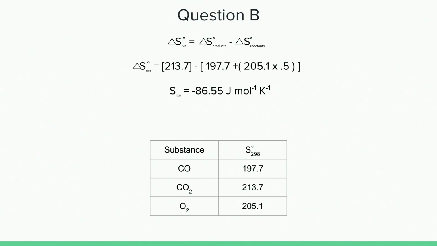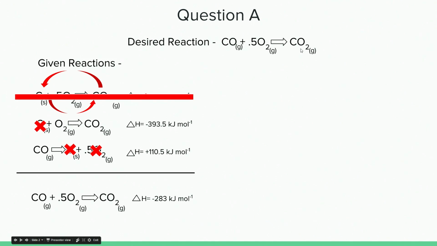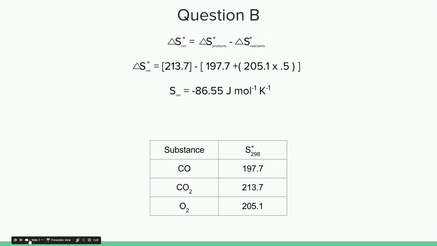So question B asks us to determine the value of the standard entropy change for the combustion of CO at 298 K. And on the sheet, it gives us a chart of all the S values, and so I just transferred it onto the screen. The equation you use to find the standard entropy change is delta S of products minus delta S of the reactants. If you look back, you can see the CO2 is the product, and the reactants are CO and the O2. So just plug it in.